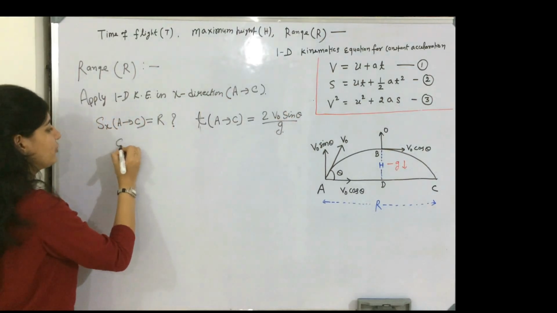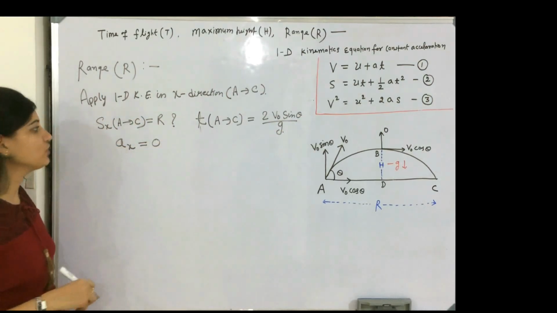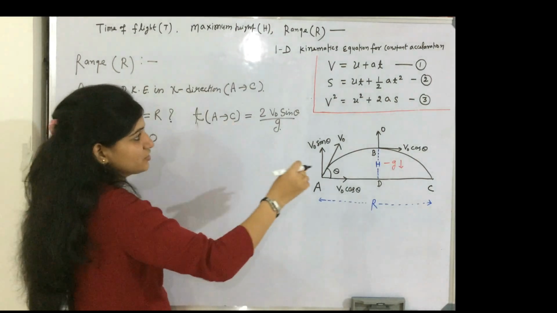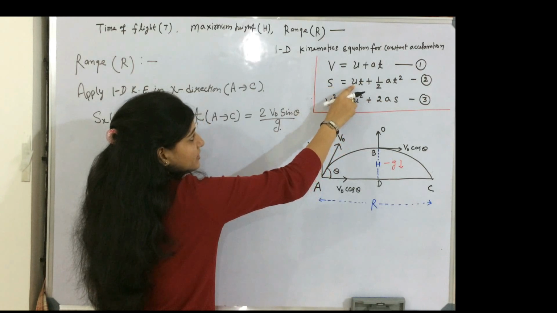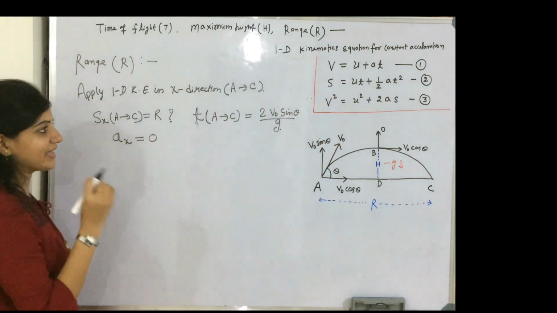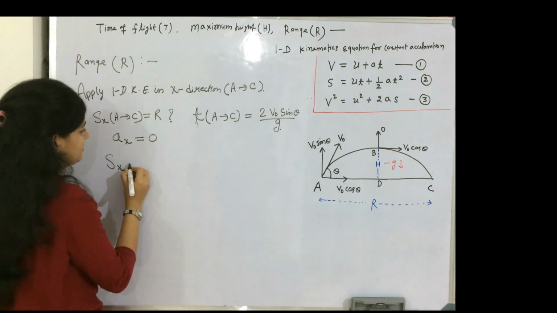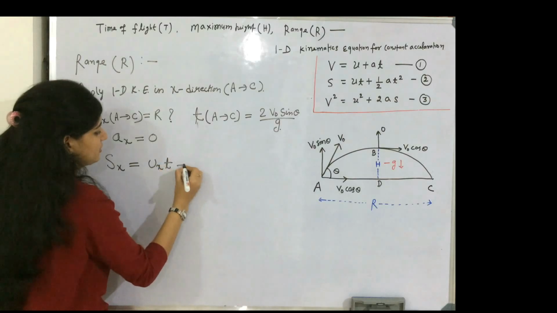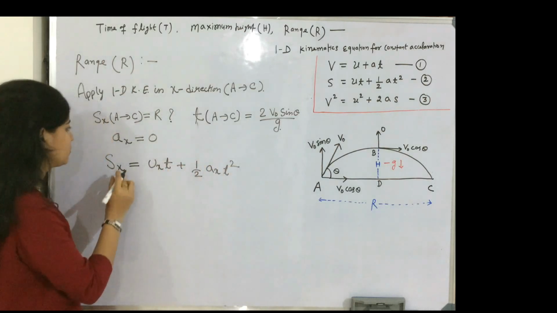We also know that acceleration in x direction is 0. So we are having t, a, and we need to find s. As we are having acceleration, t and s, we will go with equation 2. So applying equation 2 in x direction, Sx is equal to uxt plus half ax t square.